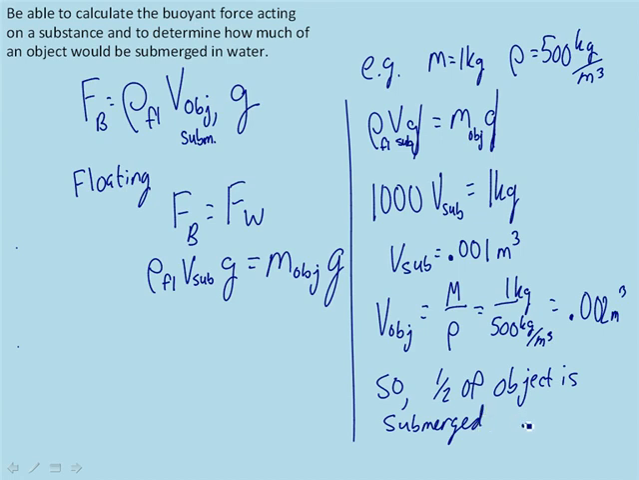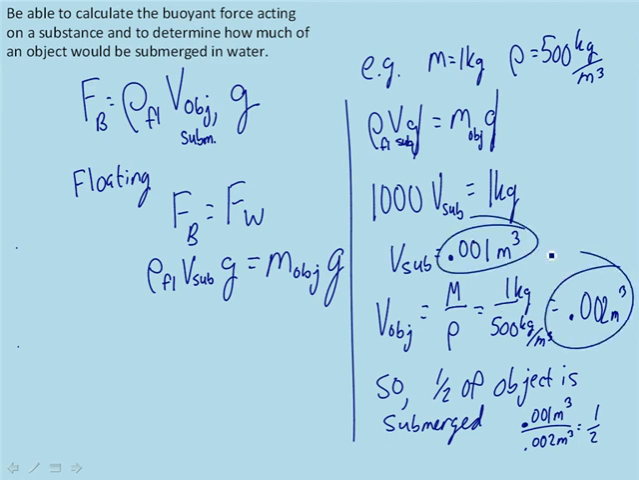I get that because I say 0.001 cubic meters divided by 0.002 cubic meters is equal to 1/2. This amount is submerged. This is the total volume. Half the volume is submerged.